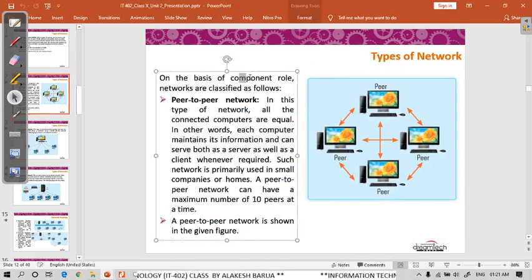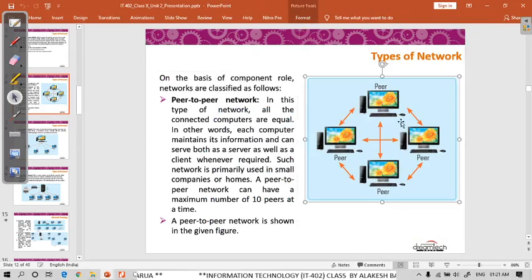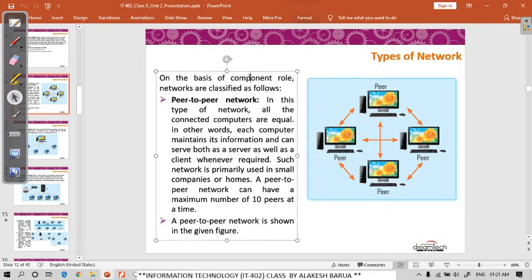On the basis of components, we are now describing networks. Since the computers behave both as a client and a server, this is a behavior of the components of the network. So this is why the network is a peer-to-peer network. Remember that.